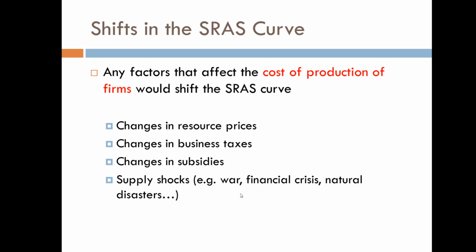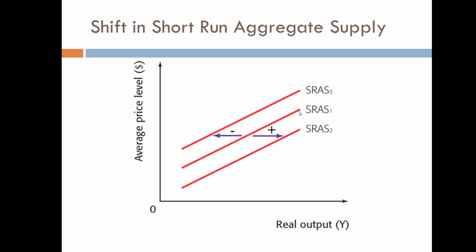So anything that happens in the factors here will give you a shift in the SRAS curve. At the end, you will see some shift like this on the screen here. The same logic we have, just like what we have learned in microeconomics.